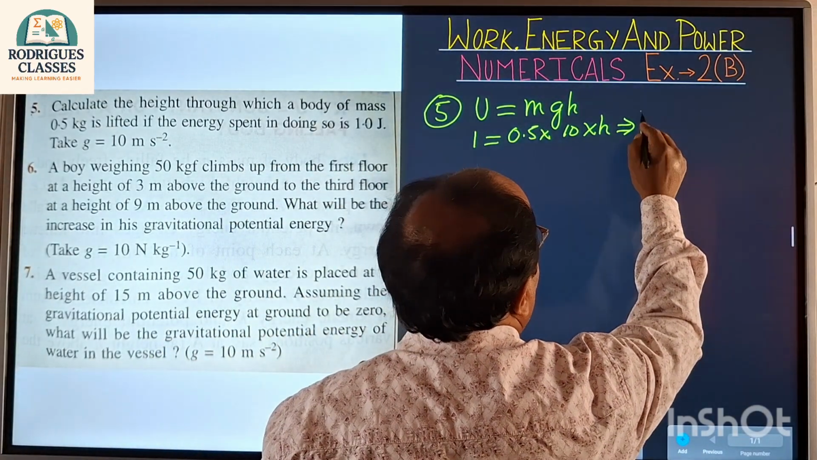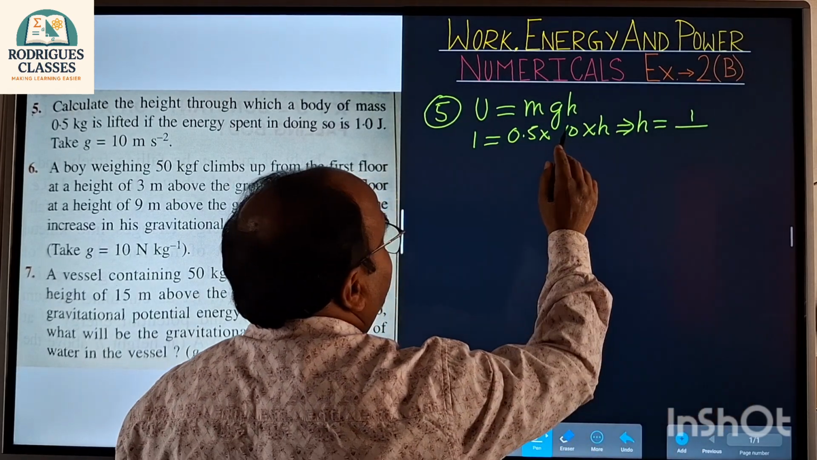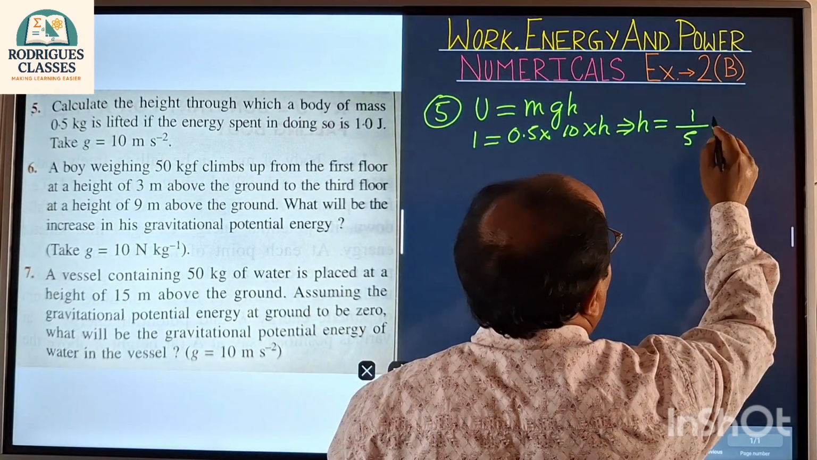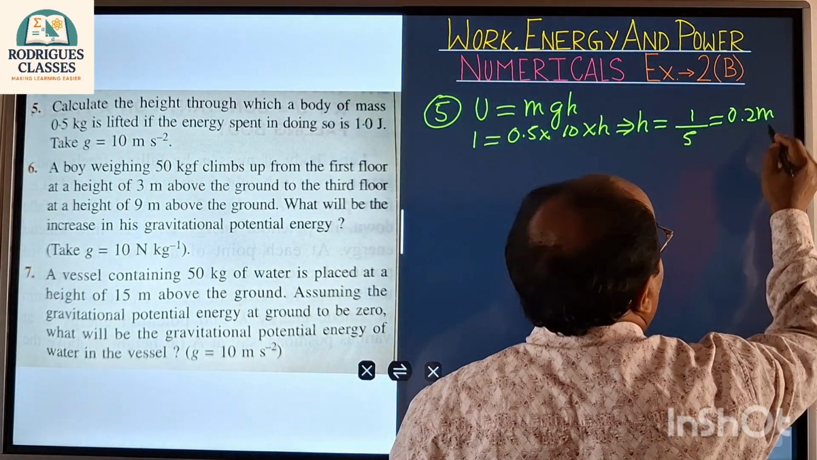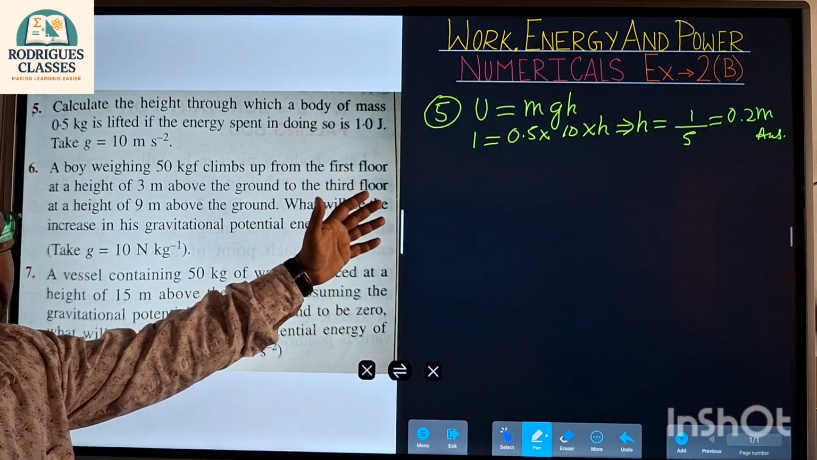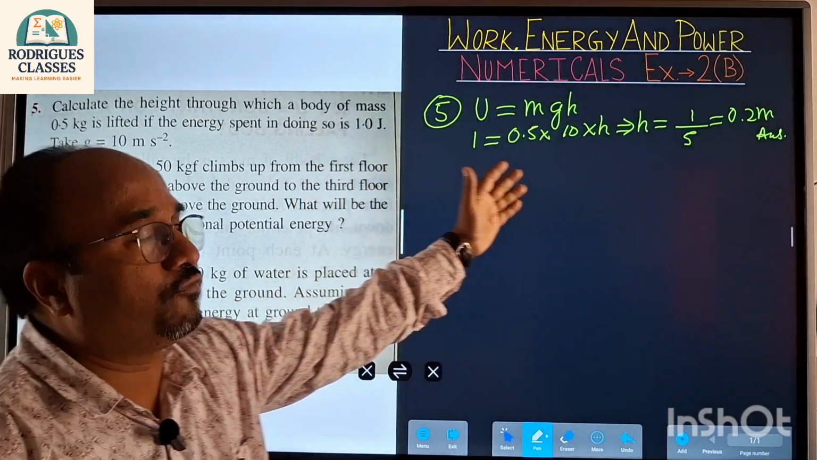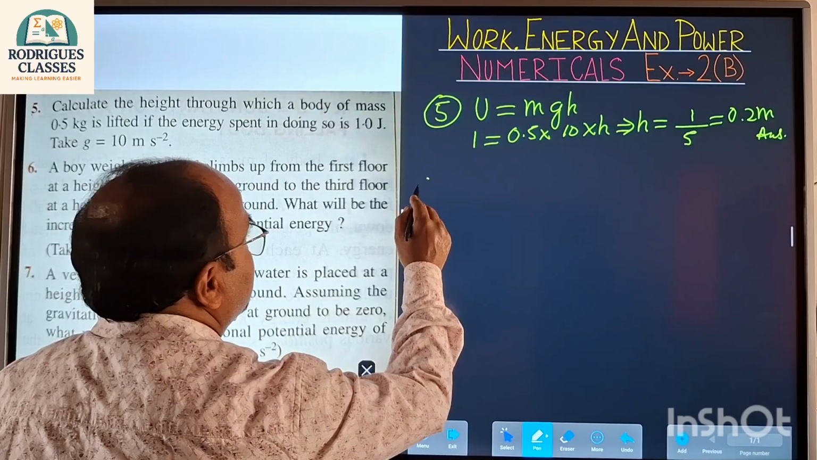So I can write here height is equal to 1 divided by 0.5 into 10, which will give you 5. So 1 divided by 5 is 0.2 meter. This is your fifth answer. So directly to the formula it was. Let us look at numerical number 6.